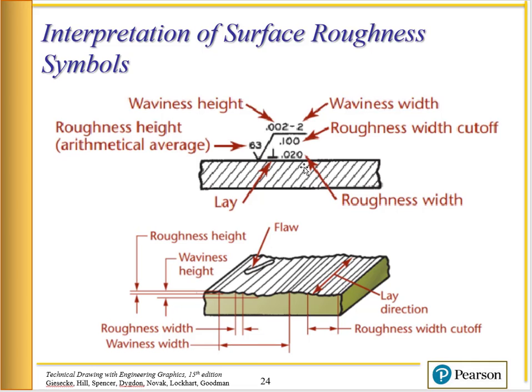And here is how it's just shown in the symbol, where the lay symbol shows up right here, the roughness width cutoff. Now you don't have to have all of these elements in your surface finish. They're not always all applicable, but these are available for you to use.